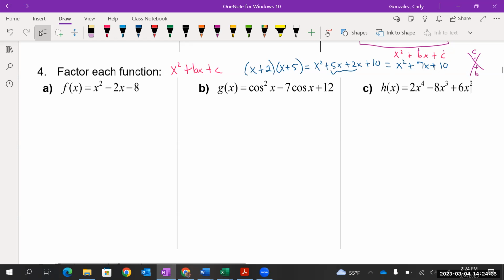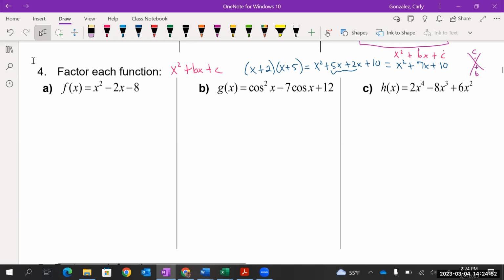So in this case, if we're trying to get to this x plus 2, x plus 5, we say what multiplies to 10 and adds to 7, and that's 2 and 5. And then we could get that x plus 2, x plus 5. Let's see it in action.